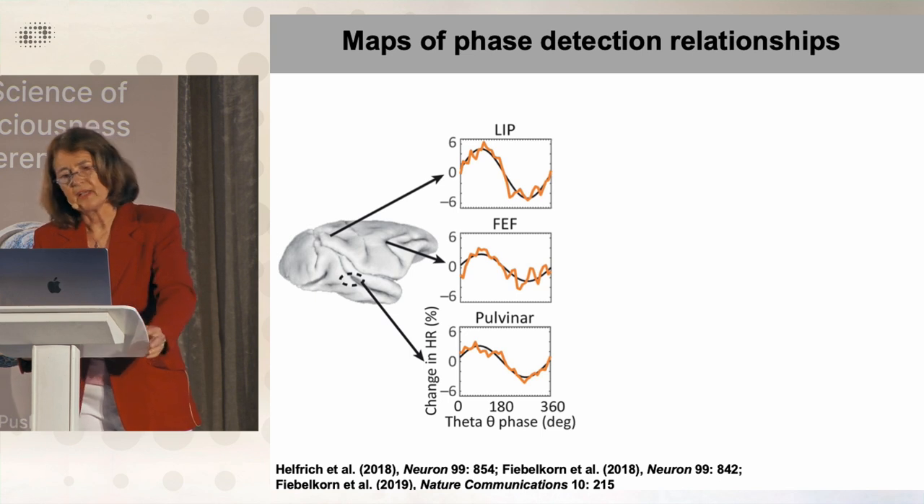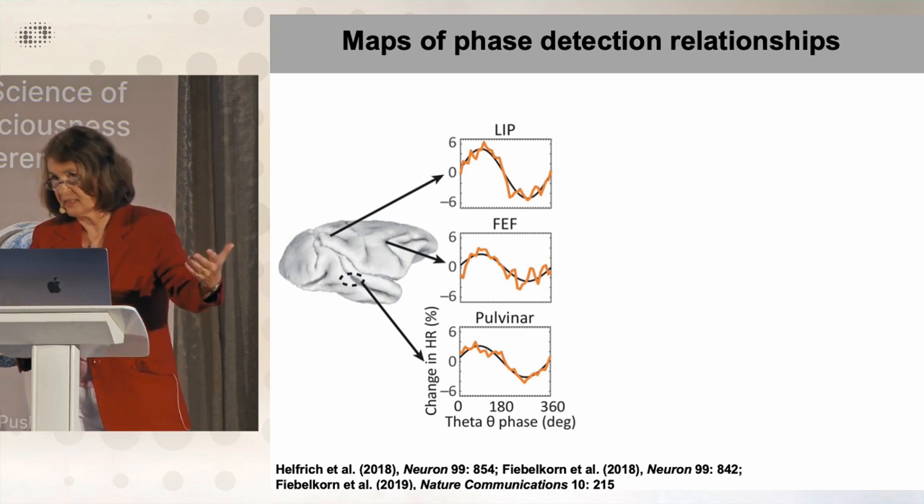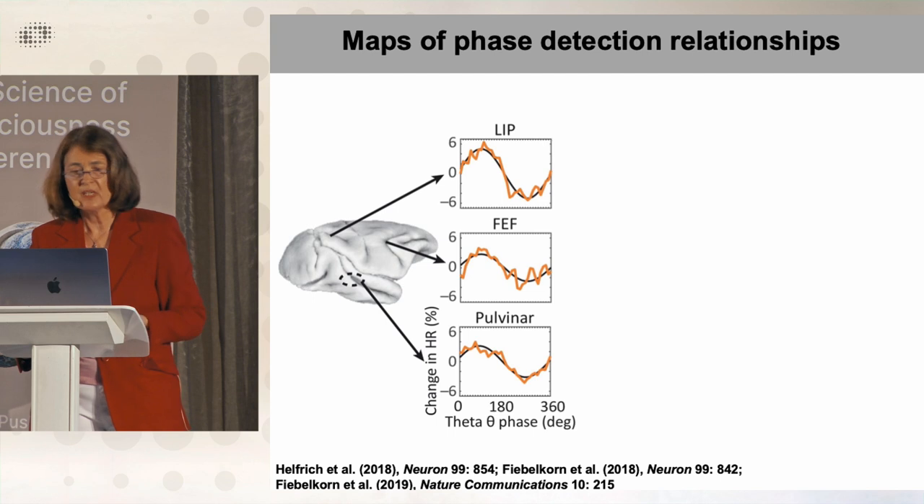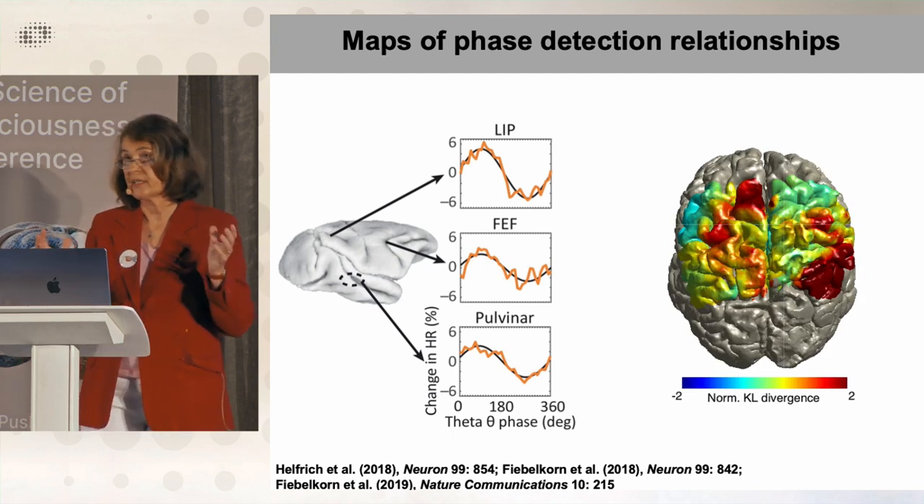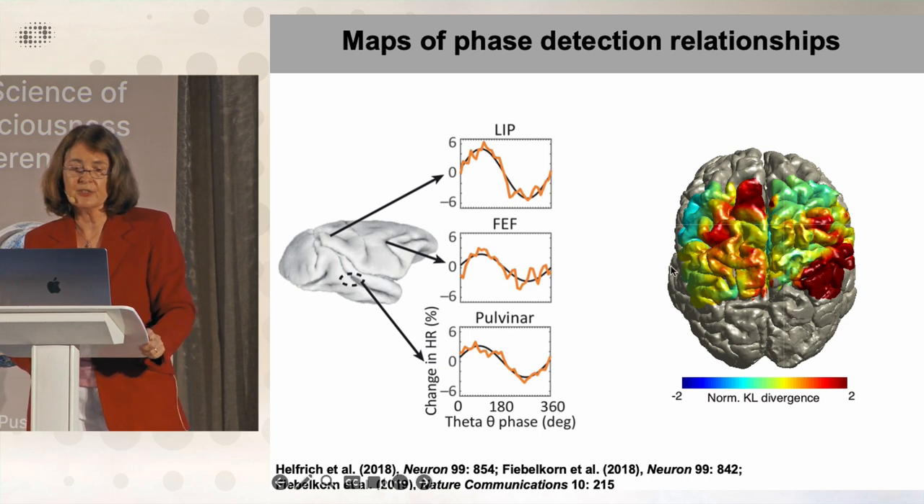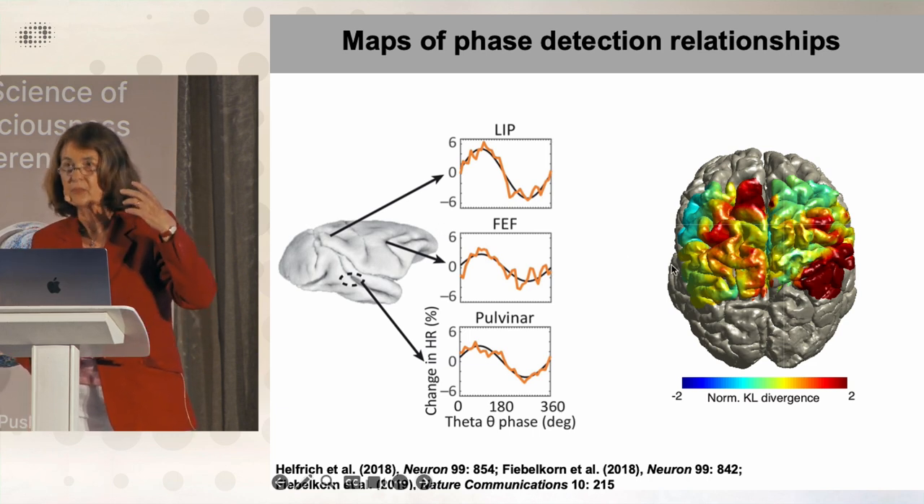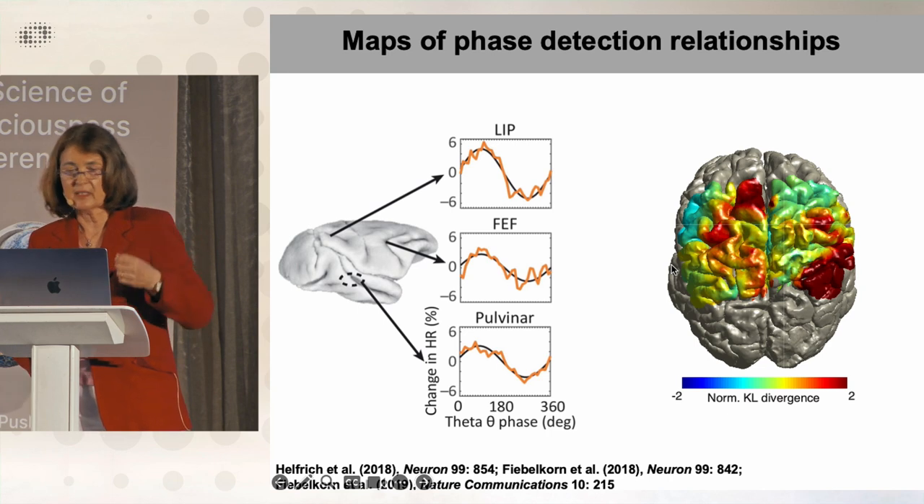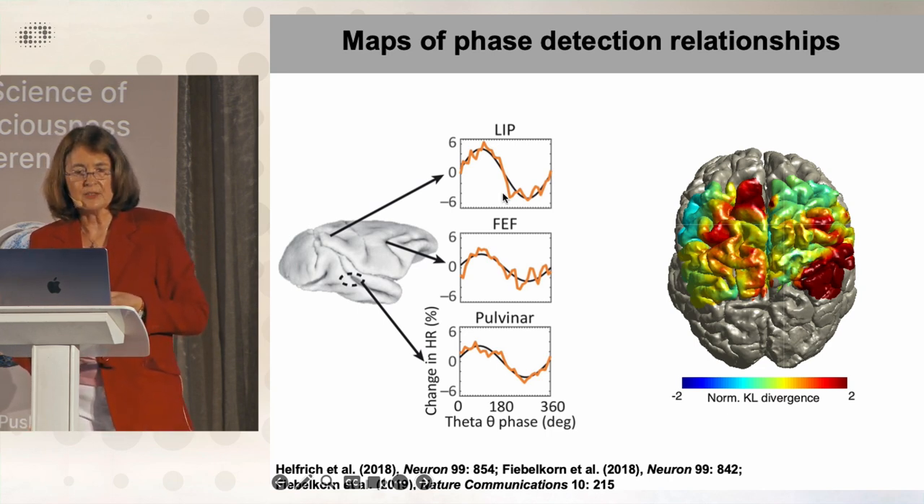In the human brain, we are recording from many, many sites, so we are recording from a network. And that way we can also appreciate the topography of these phase detection relationships. So they don't have a seat in our brains. They're a property of an entire network. So everything that is here in these red colors are very strong phase detection relationships similar to these ones.